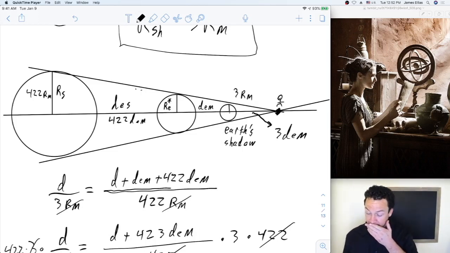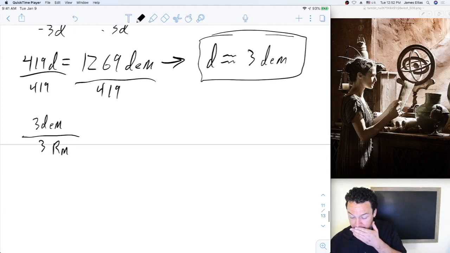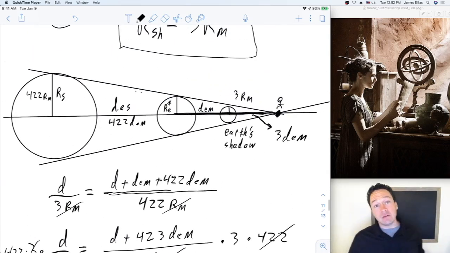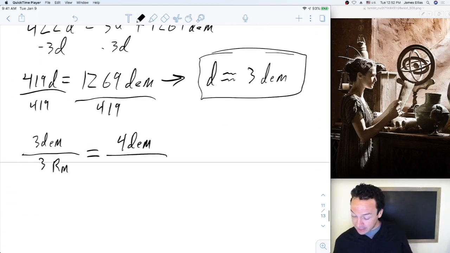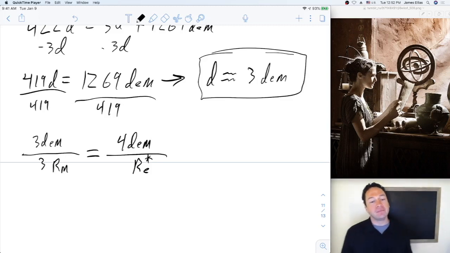So he's going to compare. So let's see, what's the base of this? It's DEM plus 3 DEM. So that means the medium triangle has a base of 4 DEM. And what's the height of the medium triangle? Well, the height of the medium triangle is just the radius of the Earth. So let's put that in there, and mark it to remind ourselves that we actually know that number.